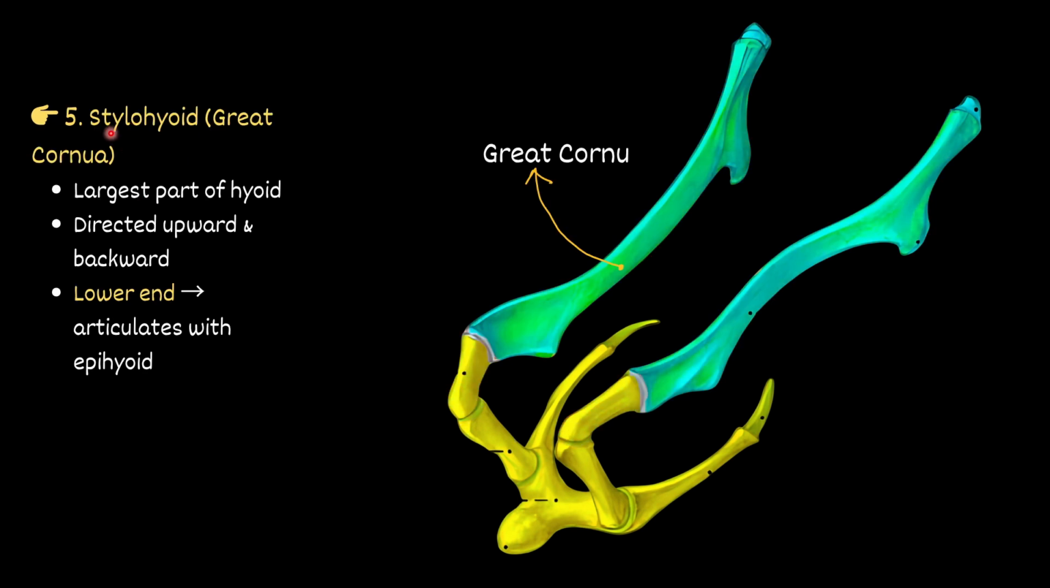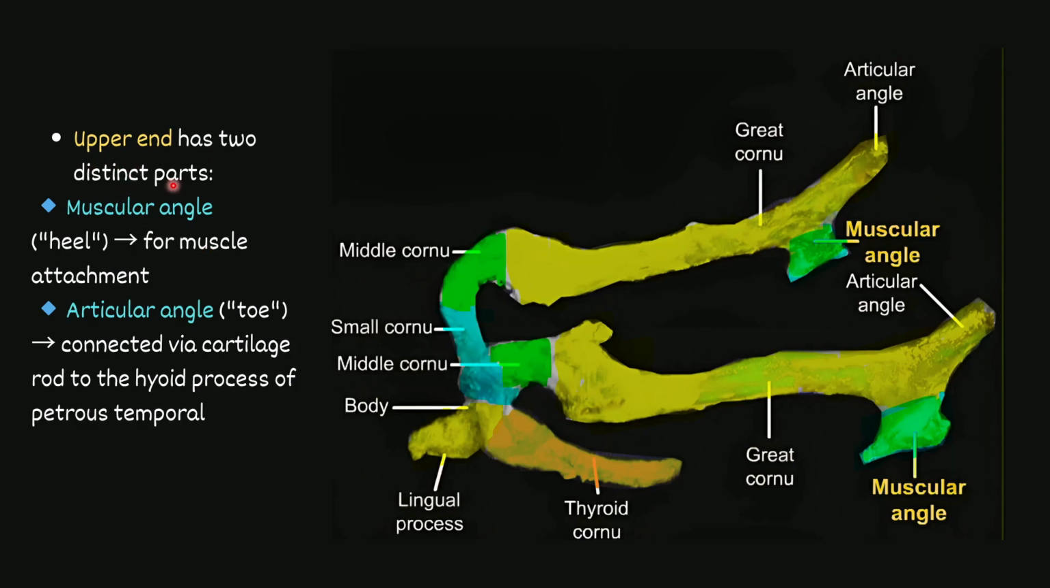Then the stylohyoid or great cornu. You can see these two are the great cornu. It is the largest part of the hyoid, directed upward and backward. At the lower end, it articulates with the epihyoid or middle cornu. At the upper end, you will find important structures. This is the upper end of the great cornu.